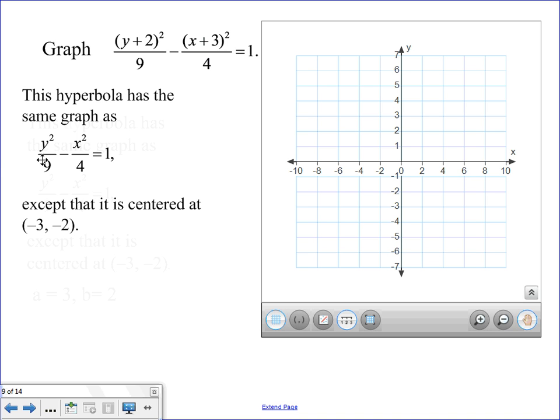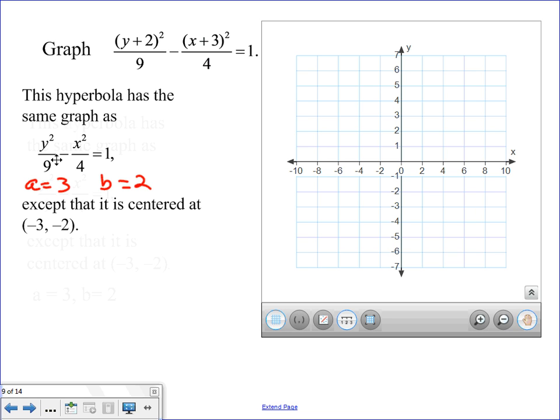But it's going to look the same as the graph of y squared over 9, x squared over 4. Okay, so that means that our a value is going to equal 3 and our b is going to equal 2, because 9 is 3 squared and 4 is 2 squared.